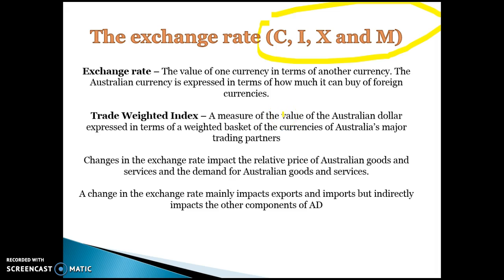expressed against a weighted basket of foreign currencies. So what I mean by that is each country overseas gets a weight based on how much we trade with them. So countries with a high weighting are those countries we trade with a lot, like America and China. And basically what it does is it gives us an indication of what the Australian dollar is worth in comparison to a basket of foreign currencies that are each weighted based on how much we trade with them.